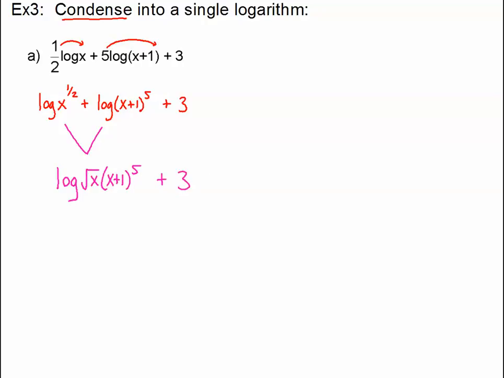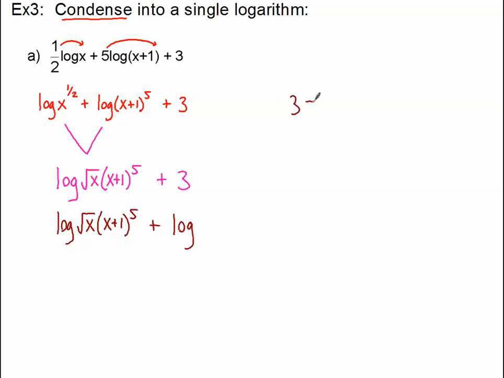Now what are we going to do with this 3? Because I'm not able to condense these 2 things together because there's no logarithm symbol over here. Maybe I need to convert this into a logarithm. So if I have the log of the square root of x times x plus 1 to the 5th power, and I need this to be the log of something, well, I do need to know that I'm dealing with base 10, and this is an exponent.